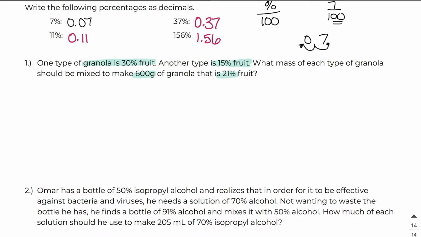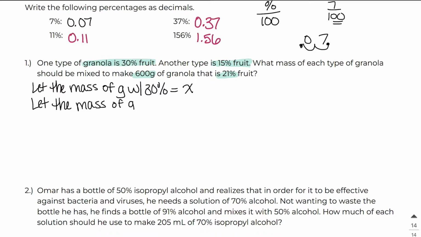Since we don't know the mass of the different types of granola, we need to write let statements for these masses. Let the mass of the granola with 30% fruit equal x, and let the mass of the granola with 15% fruit equal y. What this means is, in this granola right here, 30% is fruit and the other 70% is other types of food. In this one, 15% is fruit, and the other 85% is other types of food.